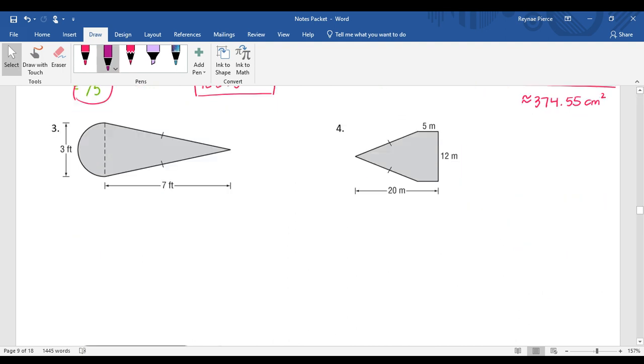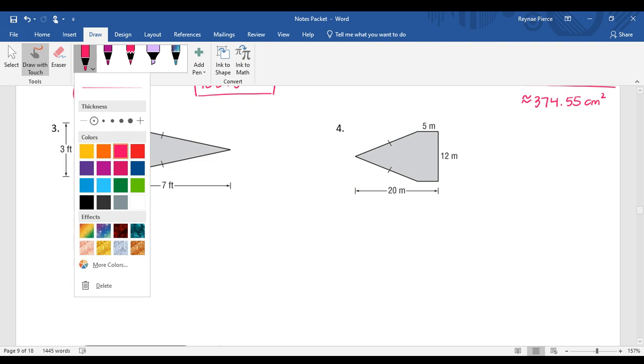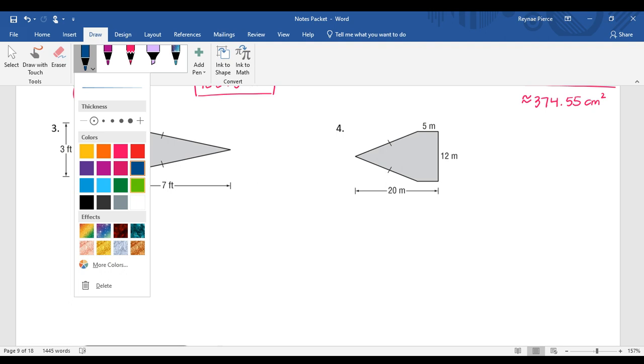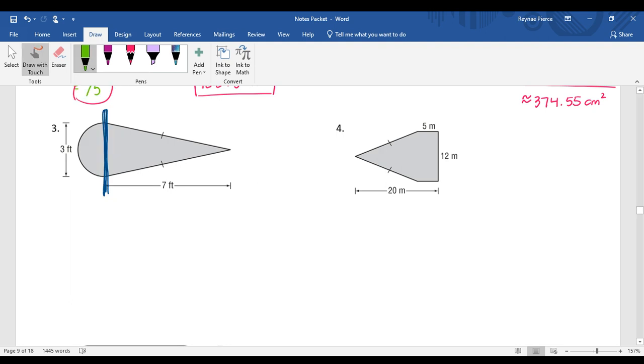Example 3, when I look at this, I see again another semicircle and a triangle. All right, the diameter of that semicircle here is 3 feet, just like the base of that triangle is going to be 3 feet.